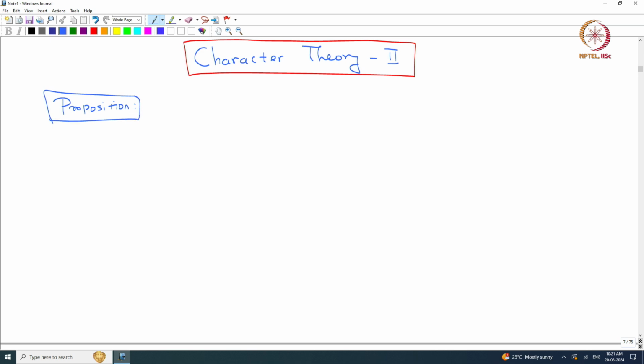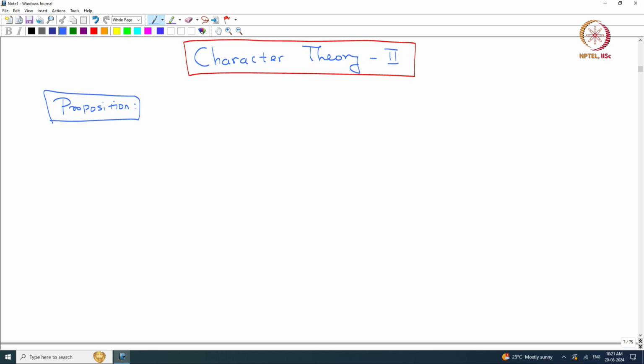As I said, we will actually just work with the modules where the characters make sense. So, we do not really put the assumption that we are working with finite dimensional representations. If you are not comfortable, you can simply work with finite dimensional representations.